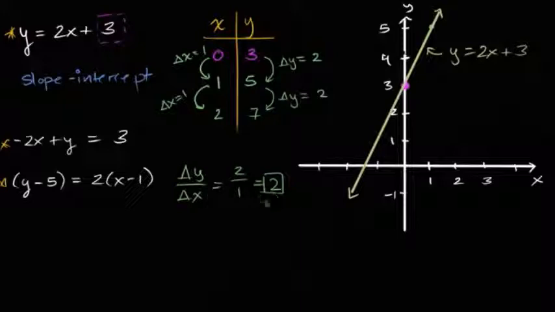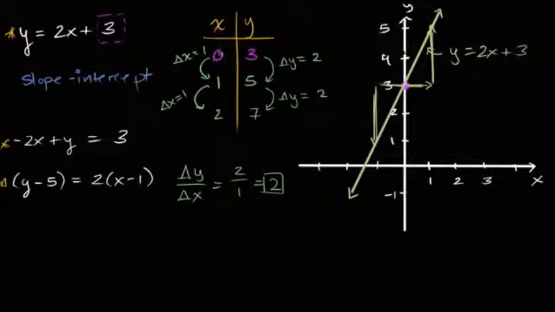And we already figured out that its slope is equal to 2. When our change in x is 1, our change in y is 2. If our change in x was negative 1, our change in y is negative 2.